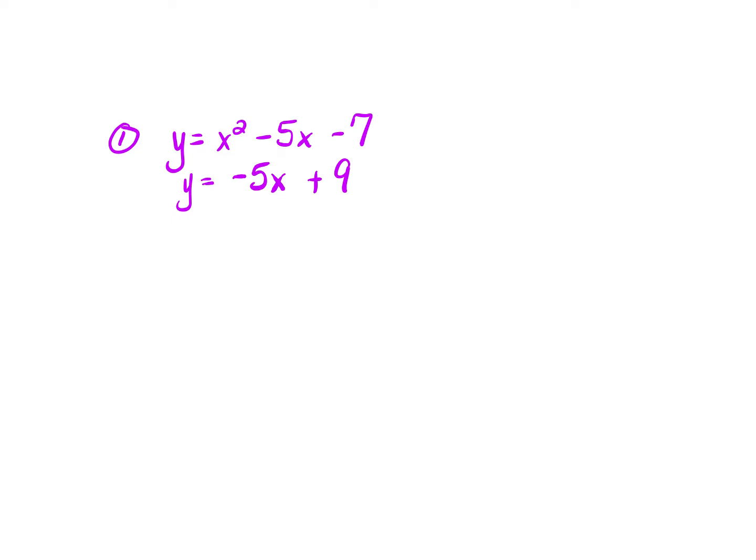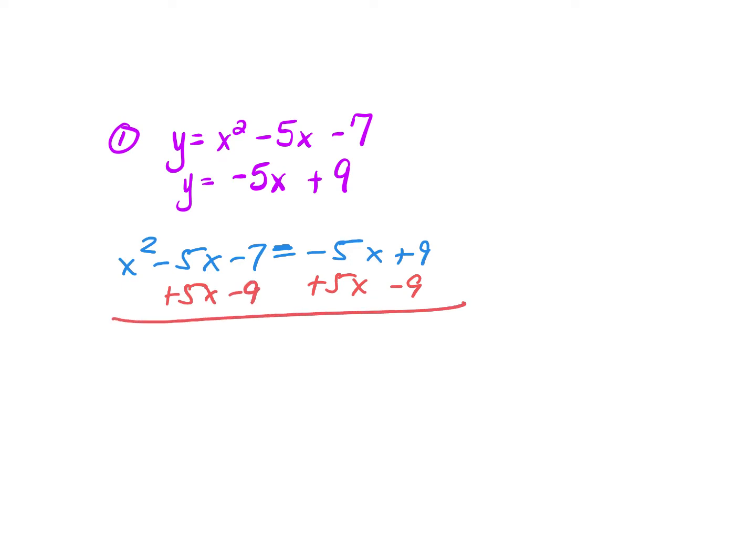When you have two equations that both say y equals, you can just set them equal to each other, guys. You can say x squared minus 5x minus 7 equals negative 5x plus 9. This is a quadratic, so we want everything on one side. So I'm going to add the 5x and subtract 9. So all of this over here cancels out.